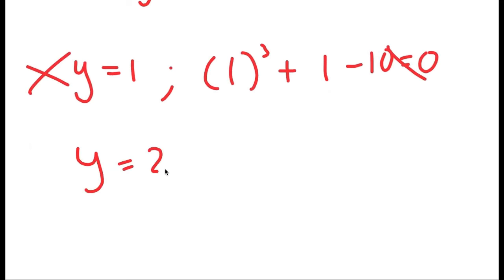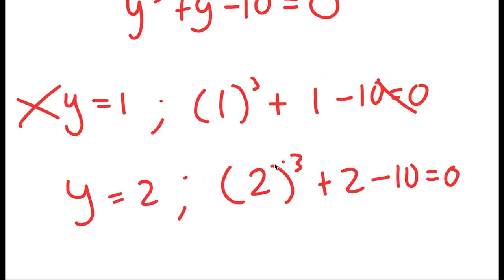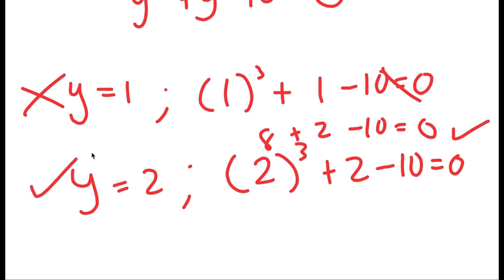Now I'm going to try y equals 2. So when y equals 2, I get 2 to the power of 3 plus 2 minus 10 is equal to 0. Now 2 to the power of 3 is 8, so I have 8 plus 2 minus 10. 8 plus 2 is 10, 10 minus 10 is 0. So this works, meaning y equals 2 is the solution.